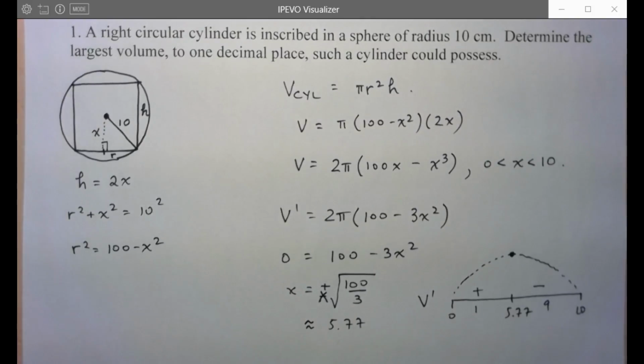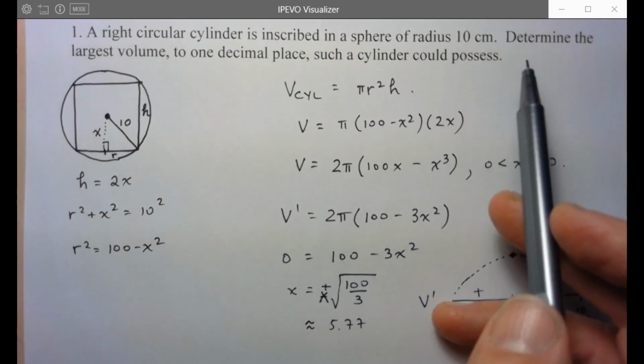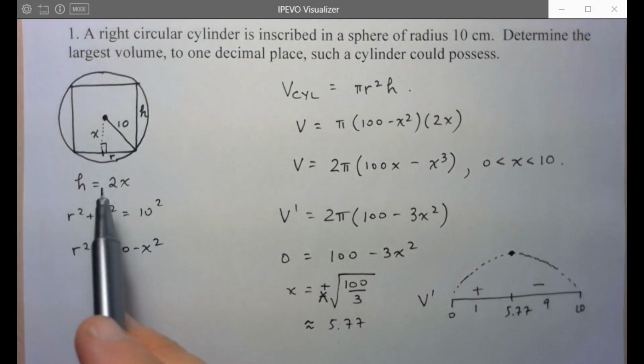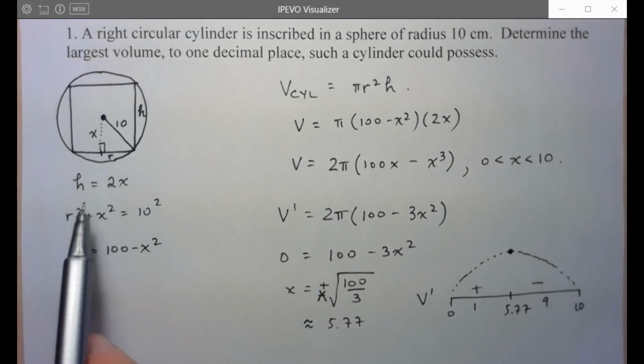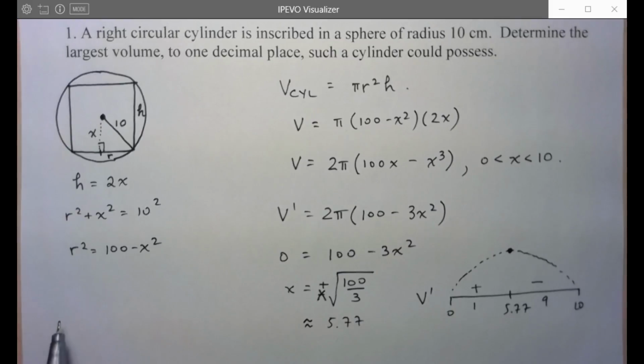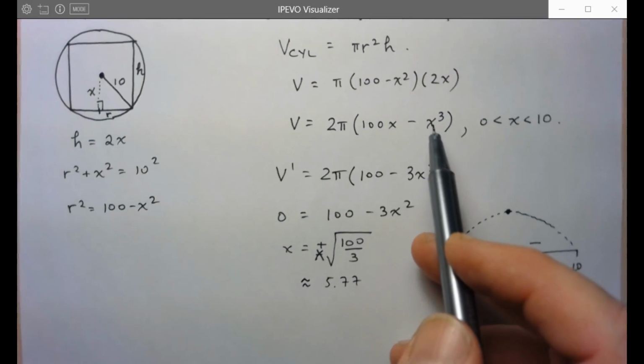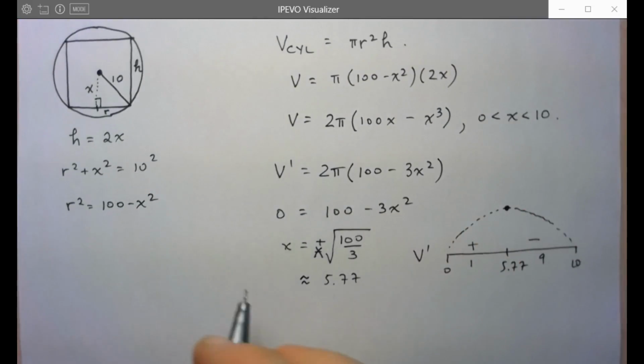So now that I've finished my calculus, let me go back to the question and see what they're looking for. And I see that what they want is the largest volume. So they're not looking for the dimensions. If they were, I would just take my x value and stick it into my h and R squared equations and calculate those, but they're actually looking for the volume itself. So I'm going to use this equation here in terms of x to determine my answer. So let's see what we have here.